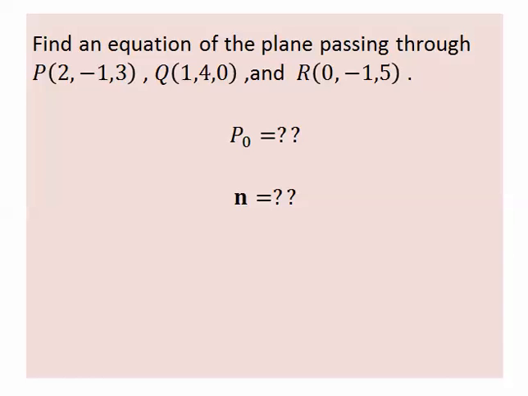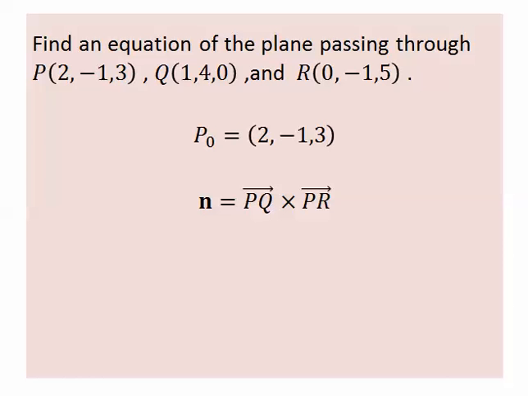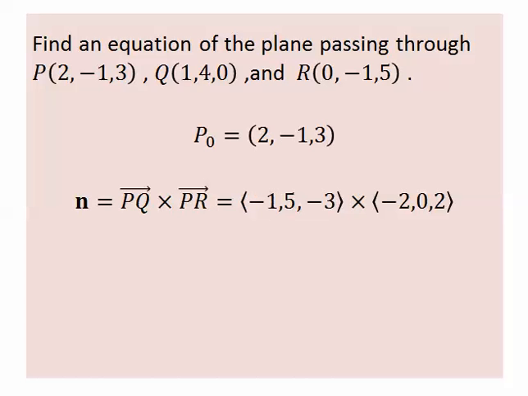An equation of a plane needs a point and a vector normal to the plane. For the point, I'll just take P, and then for the vector normal to the plane, I recognize that PQ is in the plane, PR is in the plane, and so their cross product will be orthogonal to the plane. So find PQ and PR. This is what I get.